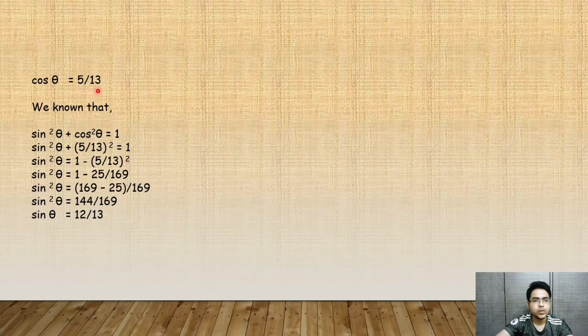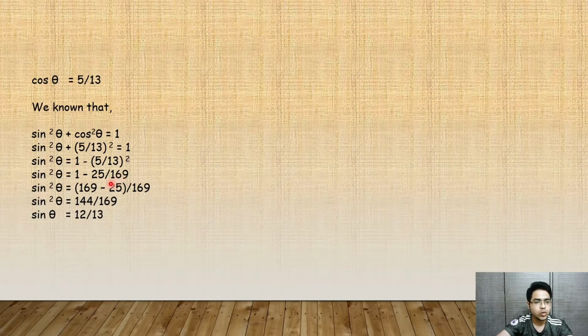So cos theta is equal to 5 by 13, and we know the formula sine square theta plus cos square theta is equal to 1. So sine square theta plus (5 by 13) square will be equal to 1. So sine square theta is equal to 1 minus (5 divided by 13) square. Sine square theta will be equal to 1 minus 25 divided by 169.